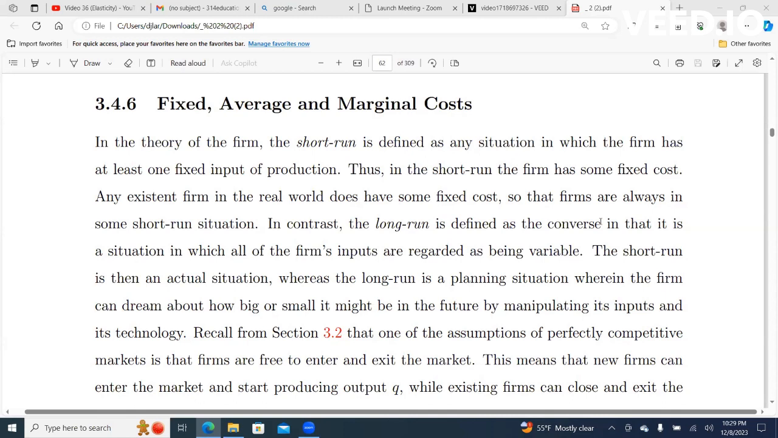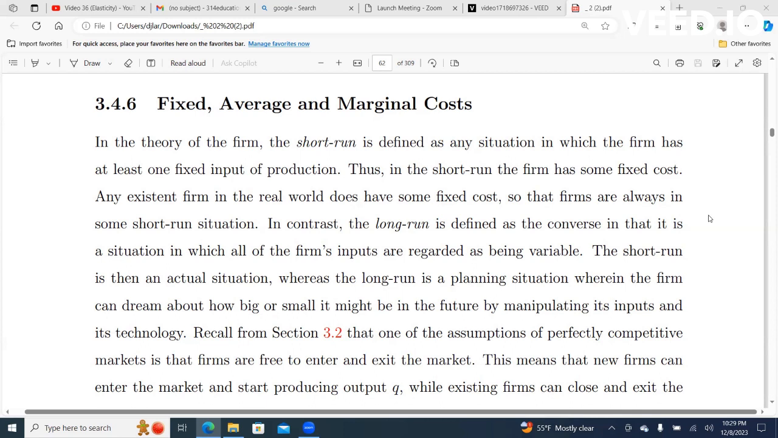Okay, so in this video, we obviously start with fixed, average, and marginal costs. It'll take more than one video, and we'll just start moving from concept to concept.